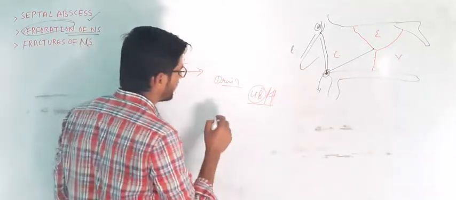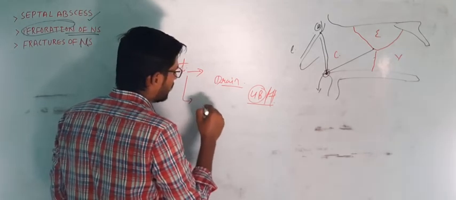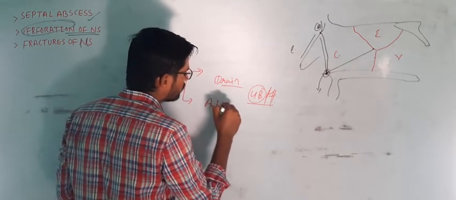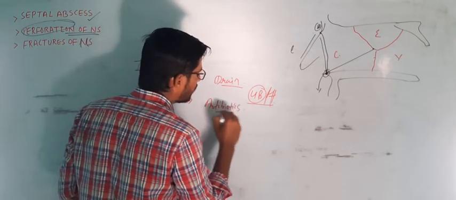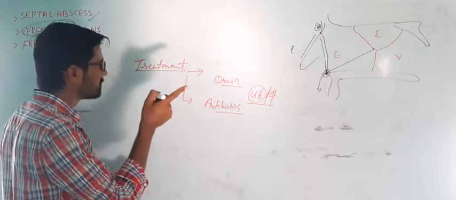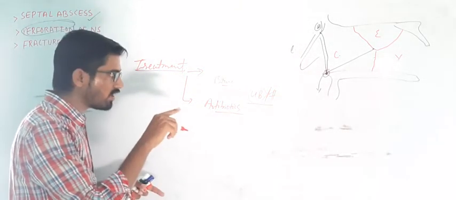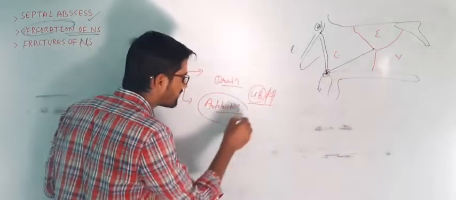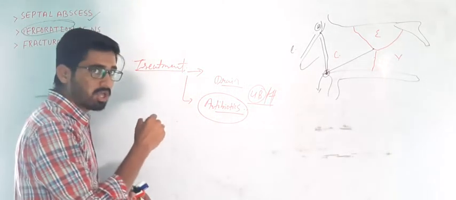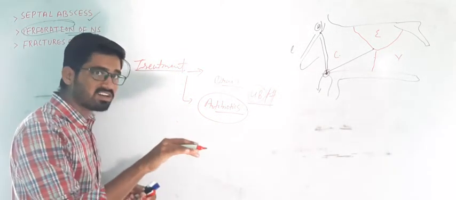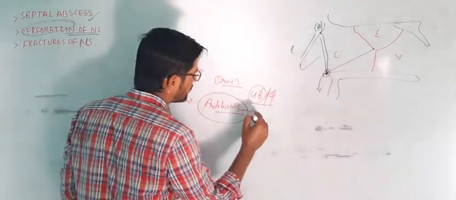And the second thing, we have to give antibiotics. Why? Because there is a septal hematoma. We are giving systemic antibiotics to prevent the abscess. So only for that we are giving these antibiotics.